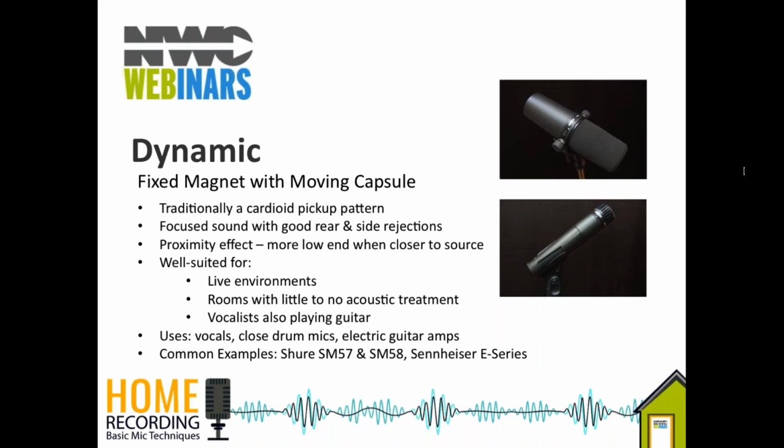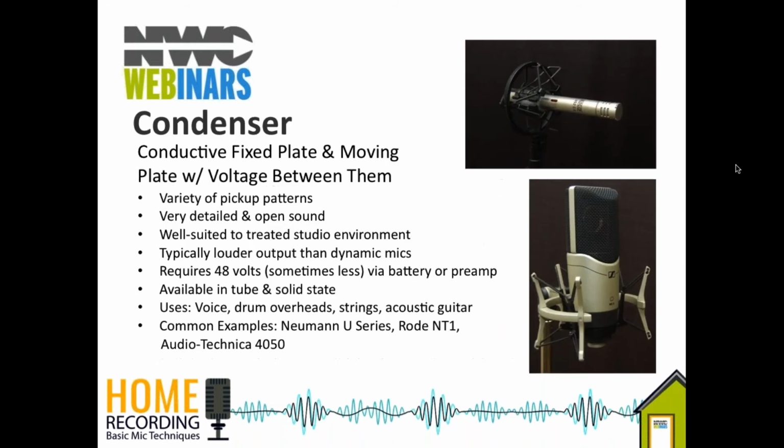Like I say in the notes here, it's focused with good rear rejection, which is good for a room that doesn't have a lot of acoustic treatment. One of these is a great thing to have at home. I would say an SM57 should be everybody's first microphone. That's not always the case, and it wasn't the case with me, but it would have been nice if I had done that. These are the mics you see at lots of bars when you go to play a bar. The sound guy might have a handful of SM57s and SM58s for all the voices.